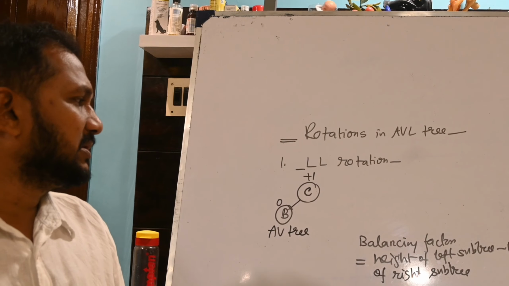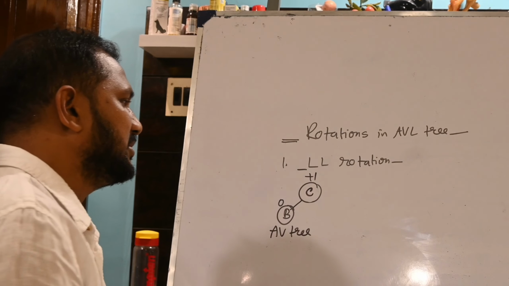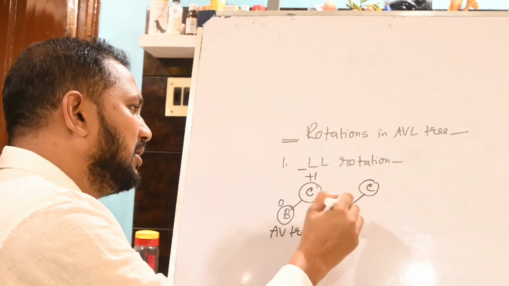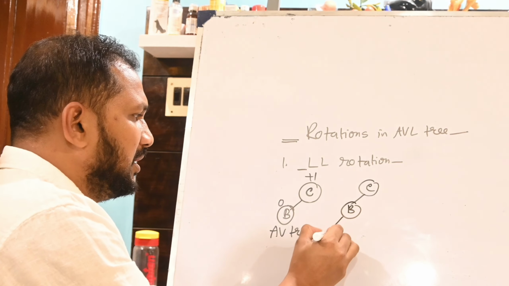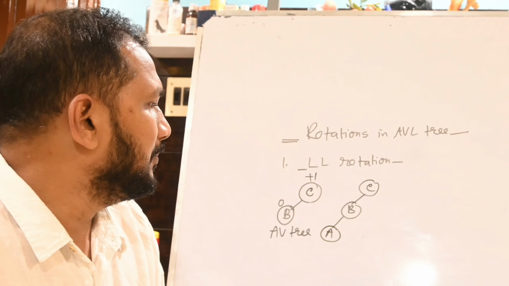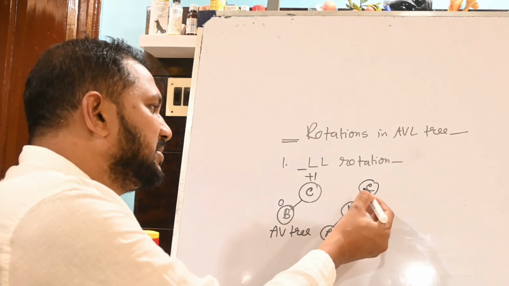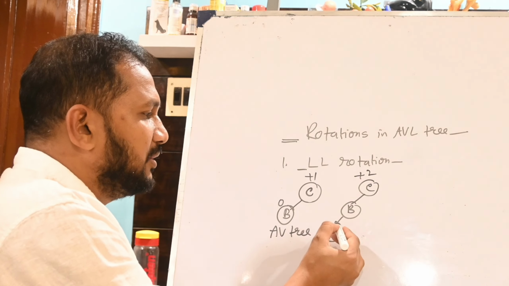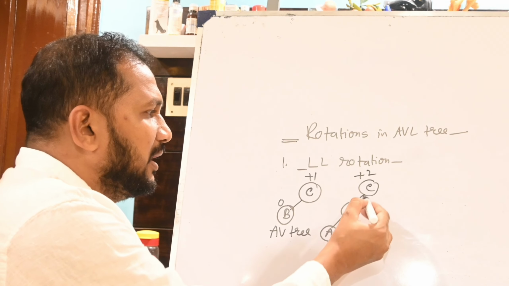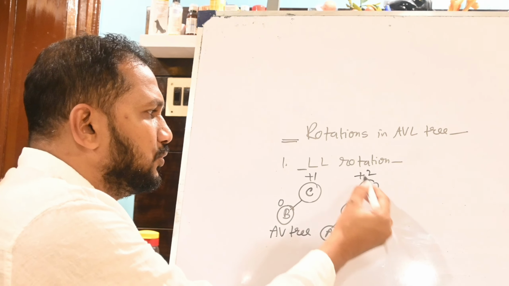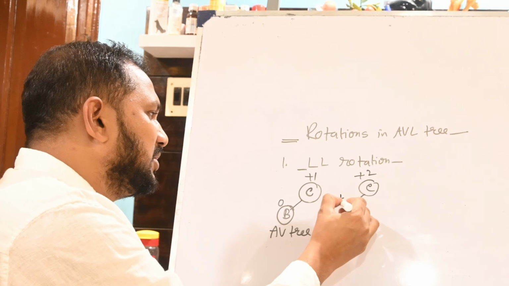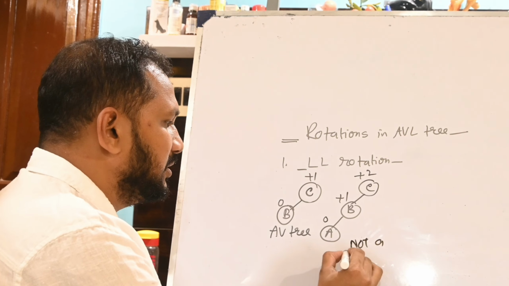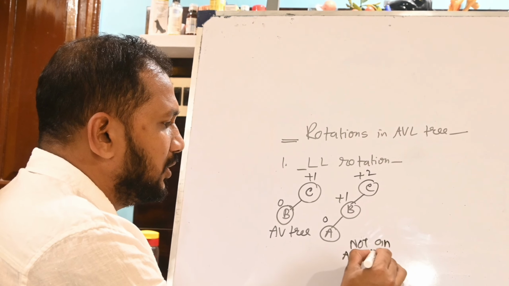Now when you want to insert another node, suppose I want to insert A. A is smaller than C and smaller than B, so it is put into the leftmost position of B. Now the height of the left subtree of C is 2, and 2 minus 0 means plus 2. For B, 1 minus 0 means plus 1, and this one is 0. Now this is not an AVL tree.